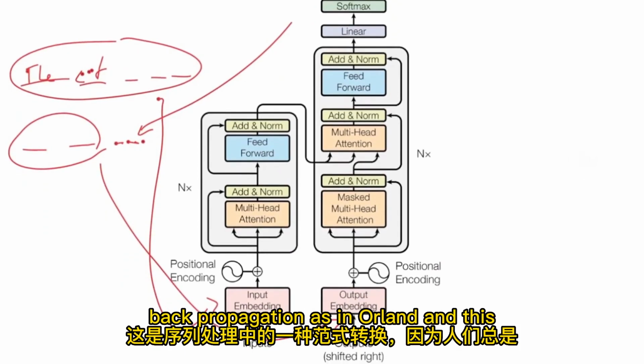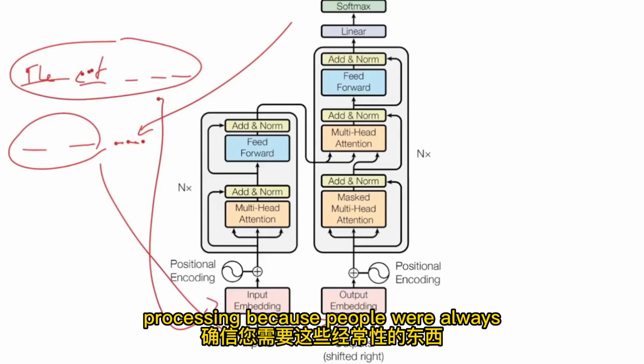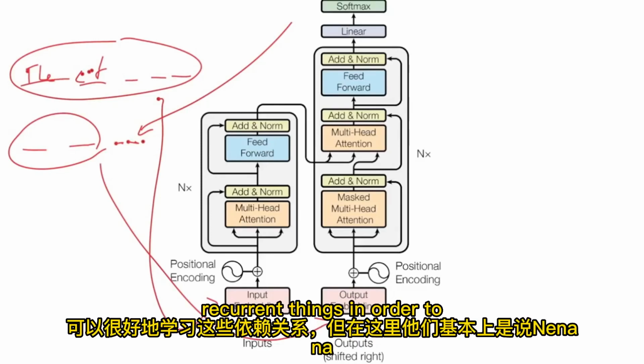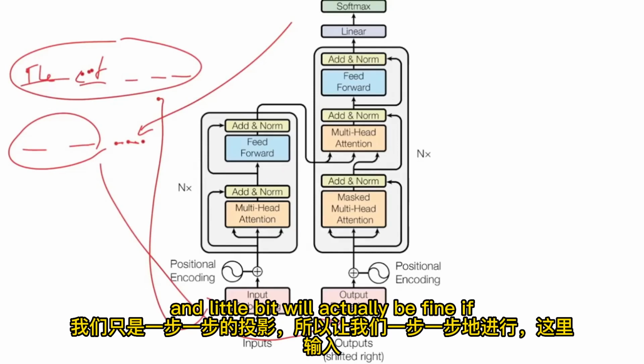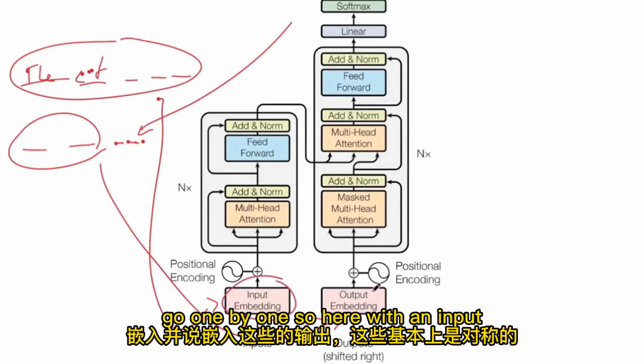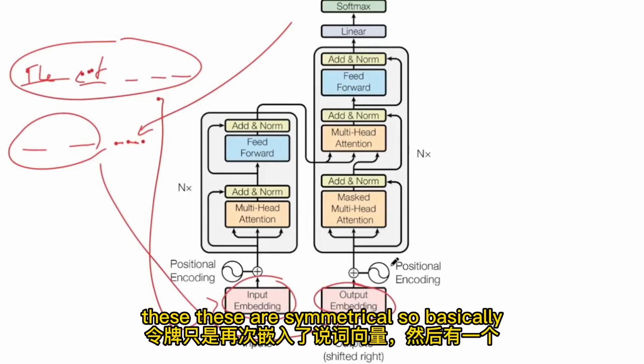And this is a paradigm shift in sequence processing, because people were always convinced that you need these recurrent things in order to learn these dependencies. But here they basically say, no, we can just do attention over everything, and it'll actually be fine if we just do one-step predictions. So let's go one by one. Here we have an input embedding and an output embedding. These are symmetrical. So basically the tokens just get embedded with, say, word vectors again.